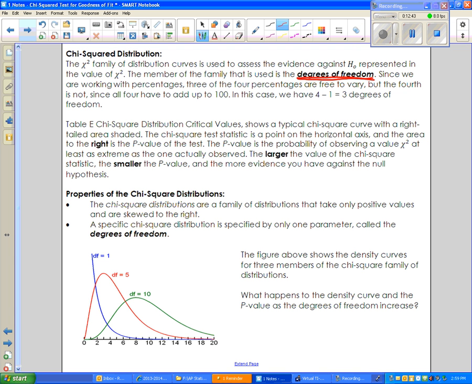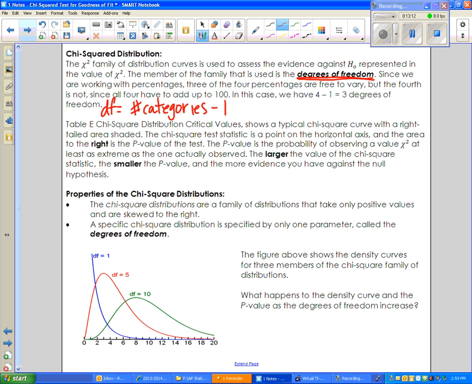Since we're working with percentages, basically 3 of the 4 percentages are free to vary, but the 4th one is not, since all 4 have to add up to 100. So in this case, we have 3 degrees of freedom. Instead of taking our sample size minus 1, we're looking at the number of categories minus 1. So degrees of freedom are equal to the number of categories minus 1. And this is for the chi-squared distribution. So it's not the sample minus 1 anymore, it's the number of categories.